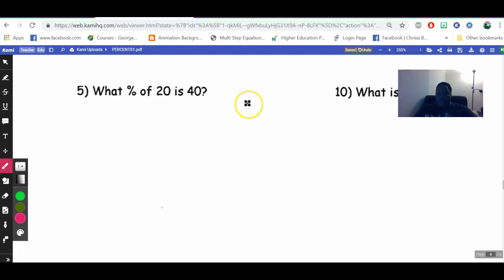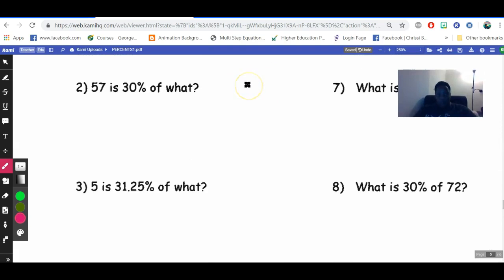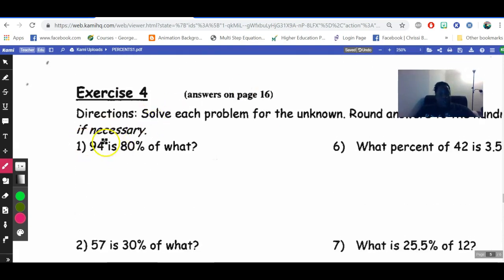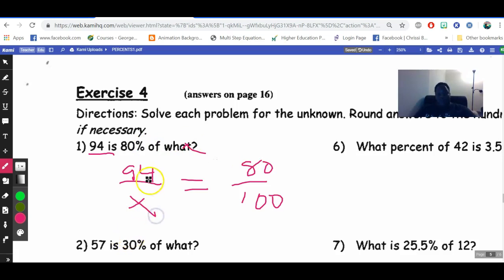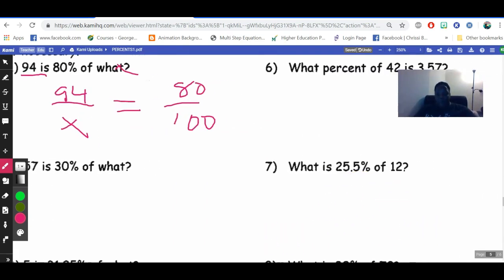All right. Let's see if there's anything else I can show you. So these are all the same type of problems. You have 94 is 80% of what? You still can set it up exactly the same way. 94 is, you know, is on top. 80%, the percent always goes on top of 100, of what? What means x. Boom. Cross multiply and divide. Okay. Same type of thing. Even when there's a percent already in it, like this one, it's still the same setup.